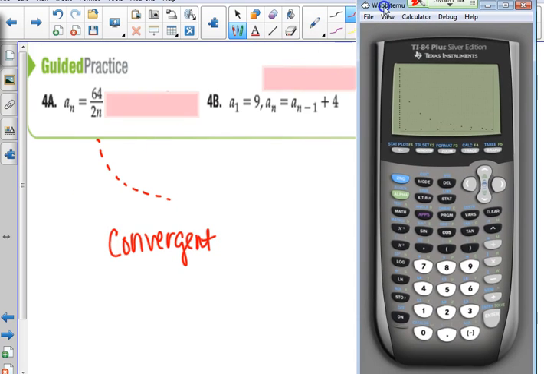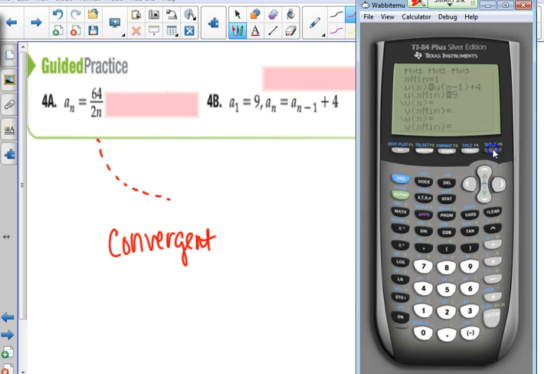How do we type the next one in? Do you remember? What's the first one up top? A 1. The next one you do u sub n minus 1 plus 4. How are we going to put that in? Second, 7 to get the u. Parenthesis n minus 1, close parenthesis, plus 4. And then we arrow down and put in the value of the first term, which was 9.